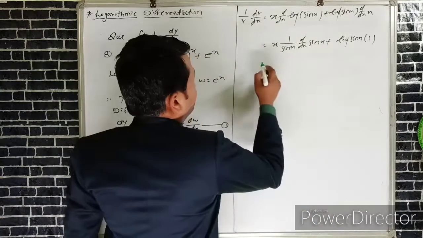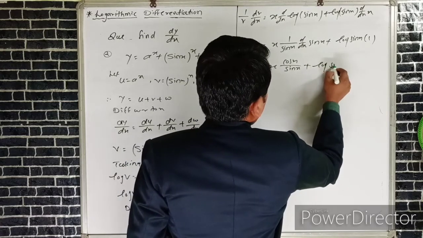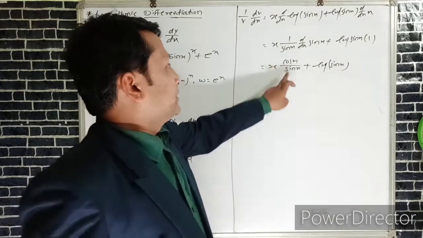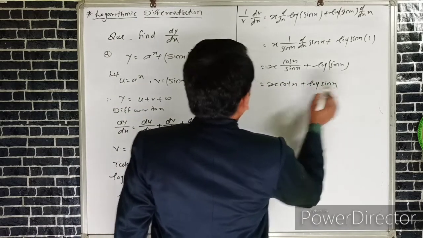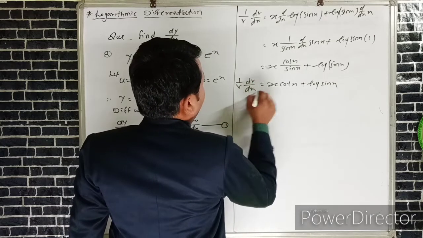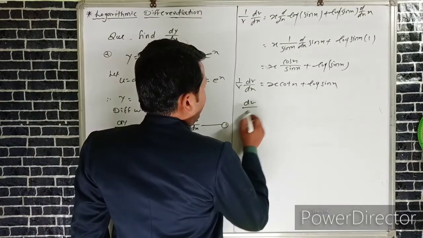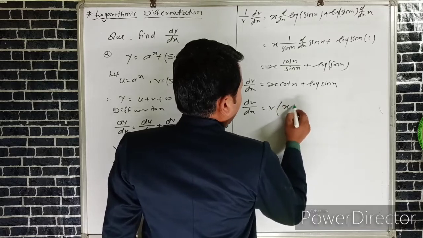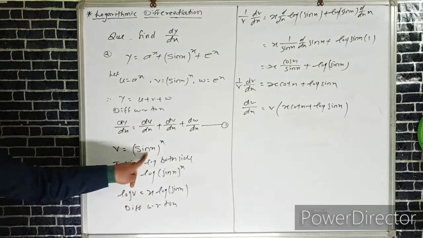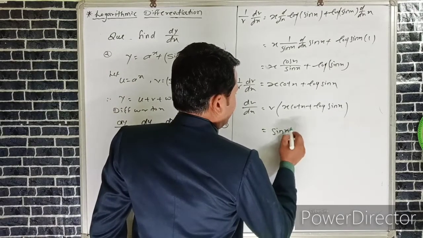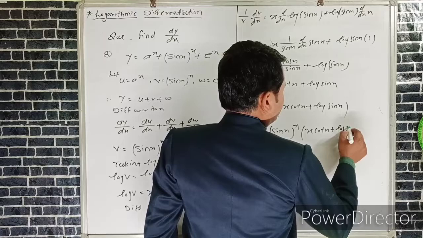Here the derivative of sin x is cos x. So we get cos x upon sin x, plus log of sin x. Now cos x upon sin x is cot x. So x cot x plus log of sin x equals 1 upon v dv upon dx. But we have to find the value of dv upon dx, hence dv upon dx is equal to v into x cot x plus log of sin x. We know that v is sin x raised to the power x, hence dv upon dx is sin x raised to the power x into x cot x plus log of sin x.